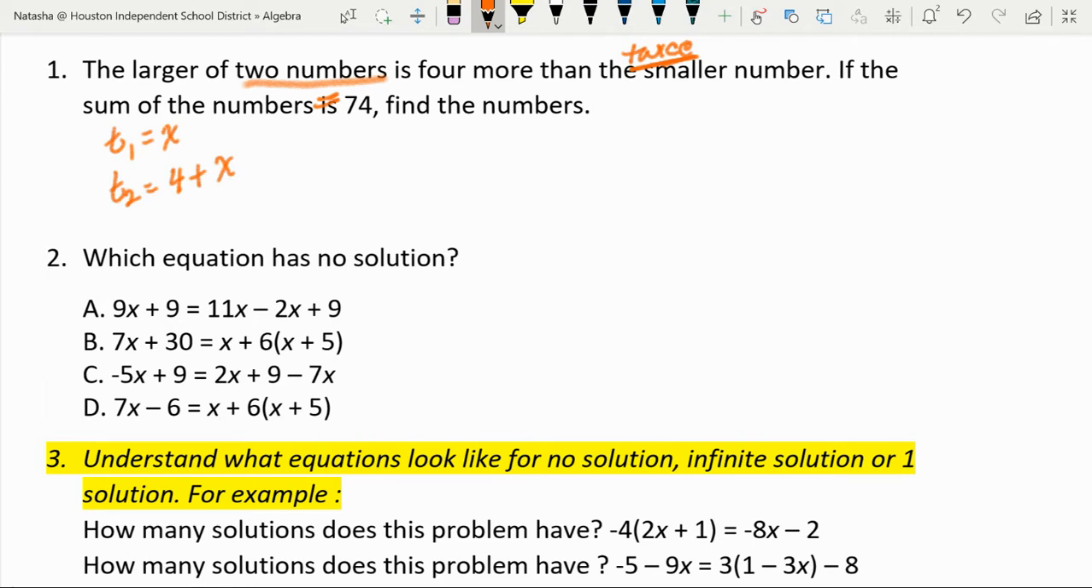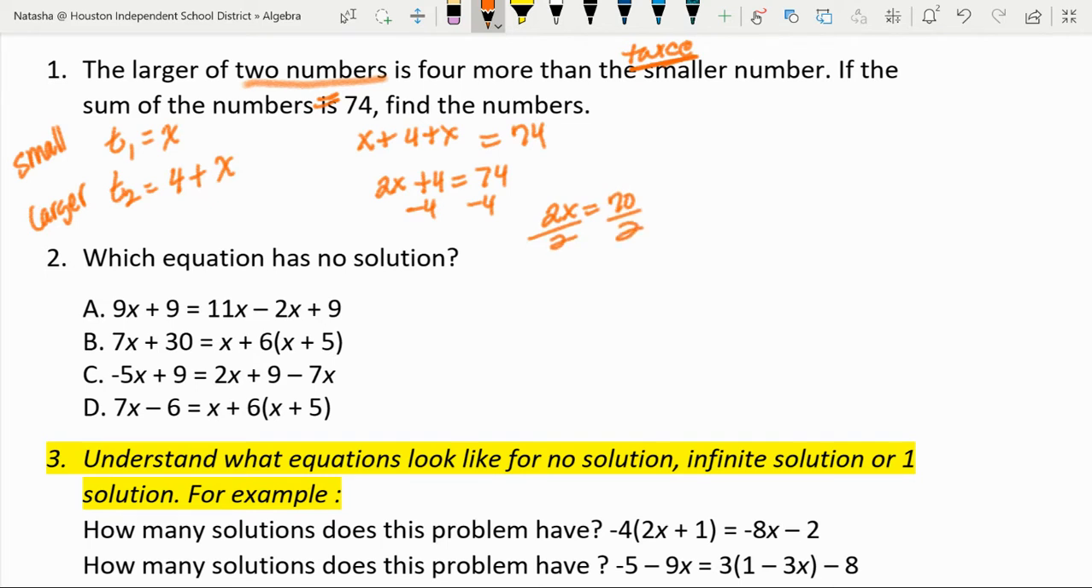We can say this is the smaller number and this is the larger. So the smaller number, x, plus 4 plus x is equal to 74. Combine like terms: I have x and x, so that becomes 2x, plus 4 is equal to 74. This is just like a normal equation, so I'm going to subtract 4 from both sides. That gives me 2x is equal to 70, divided by 2, divided by 2. So 70 divided by 2 gives me 35. So our smaller number is 35.